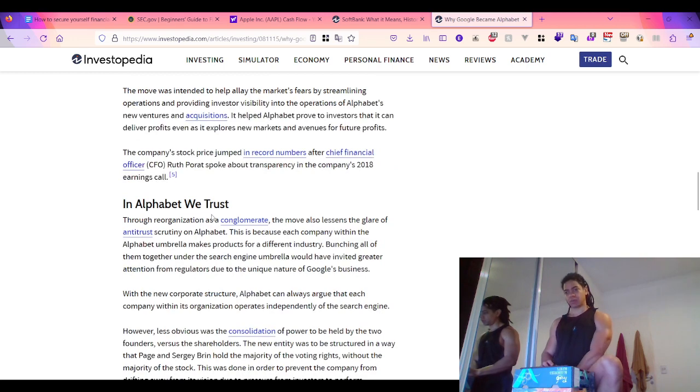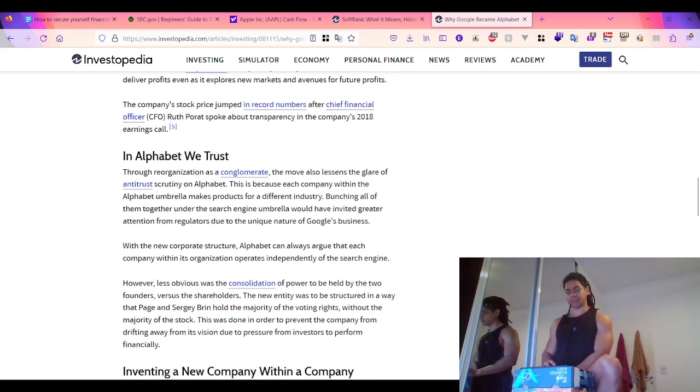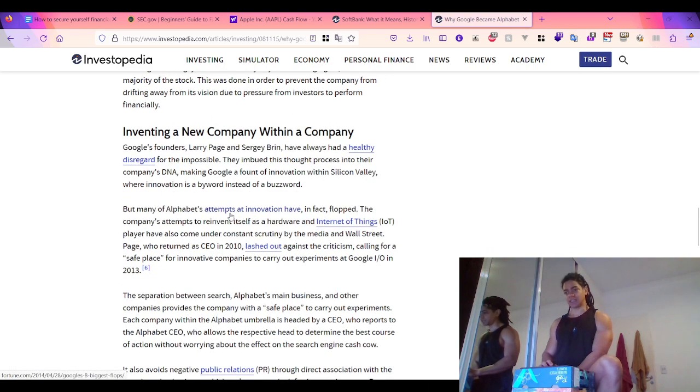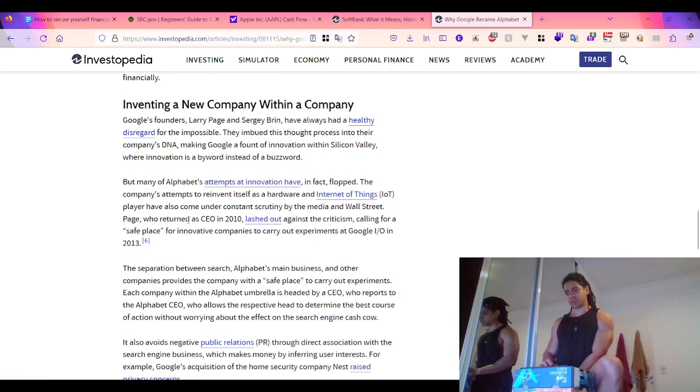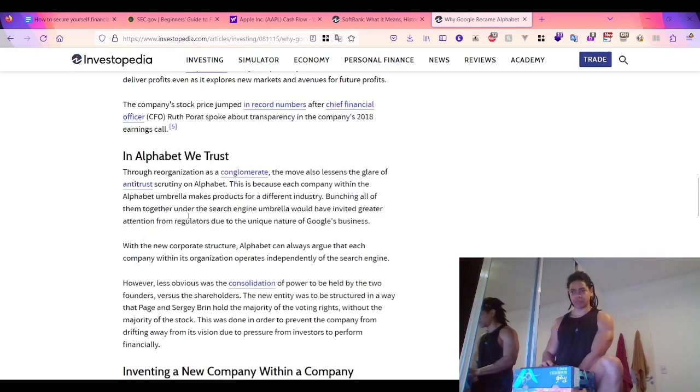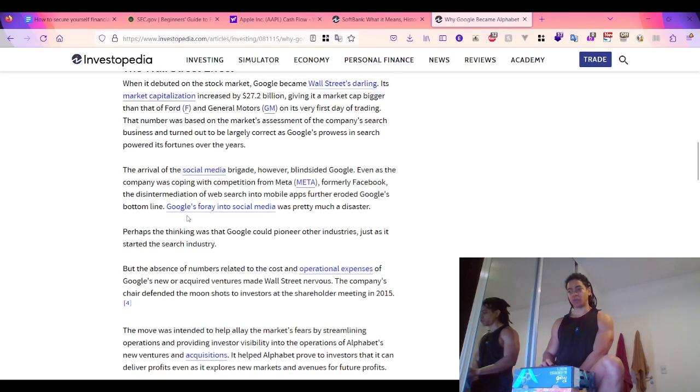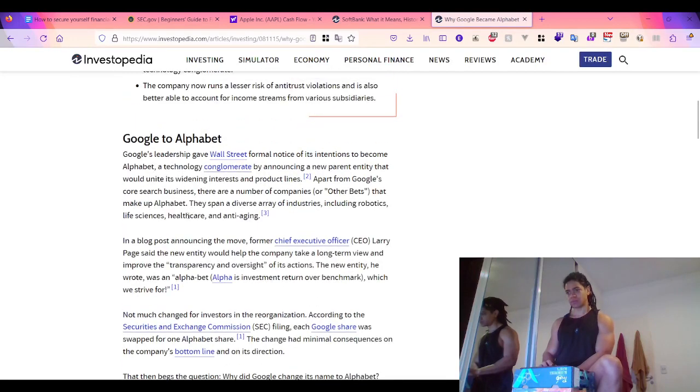In Alphabet we trust. Alphabet. The reorganization as a conglomerate also loosened the glare of antitrust scrutiny on Alphabet. This is because each company within the Alphabet umbrella makes products for a different industry. But in any case, Google created these companies to increase transparency to investors. Exactly, to improve, quote, transparency and oversight.